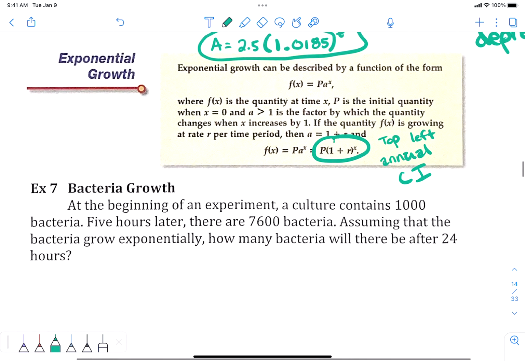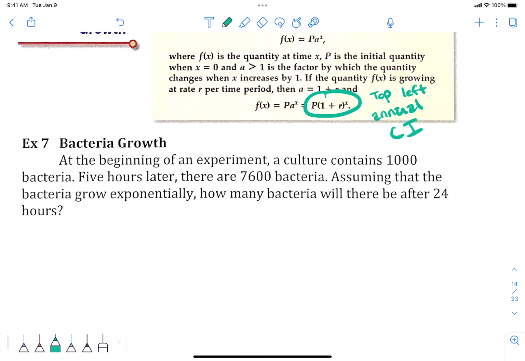Here we go. Bacteria growth. At the beginning of an experiment, a culture contains 1,000 bacteria. What is that? You're starting. That's your P, that's your principal. P is 1,000, okay? As we go through these, label them as their certain variables so you don't have to go back through and reread.